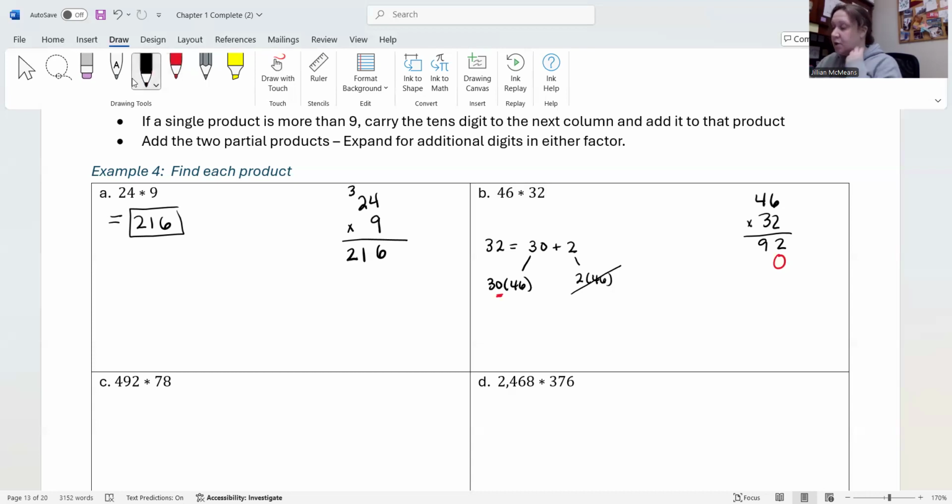So now I'm going to take 3 times 6. 3 times 6 is 18. I'm going to keep the 8. I'm going to carry the 1. I then take 4 times 3, which is 12, and then 12 plus 1 is 13. Since it's my last product, I go ahead and write the full 2-digit number. These are the partial products.